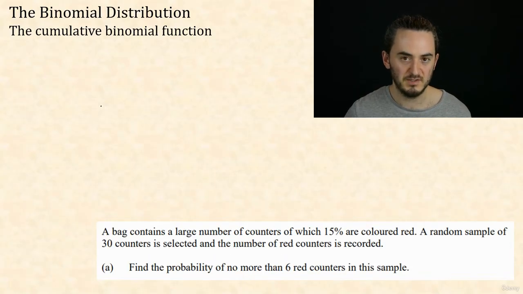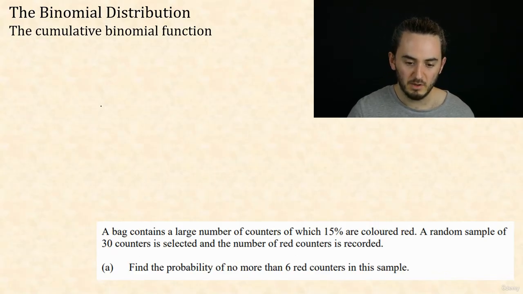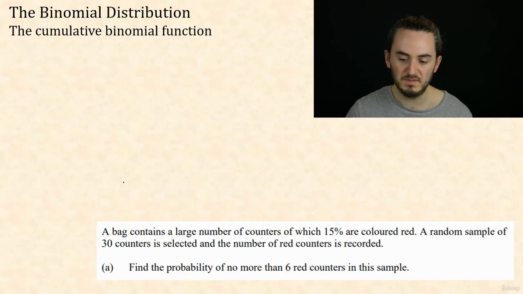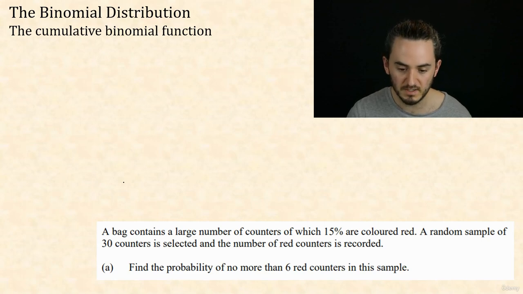I recommend you pause the video and see if you can figure this one out for yourself. All right, a bag contains a large number of counters, of which 15% are coloured red. A random sample of 30 is selected and the number of red counters is recorded. Find the probability of no more than 6 red counters in this sample.